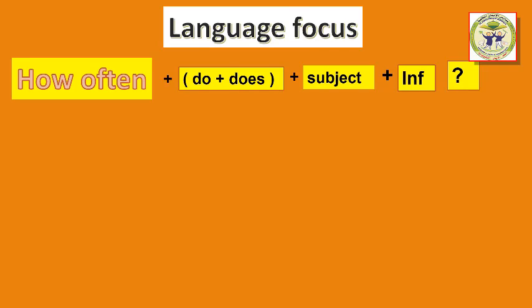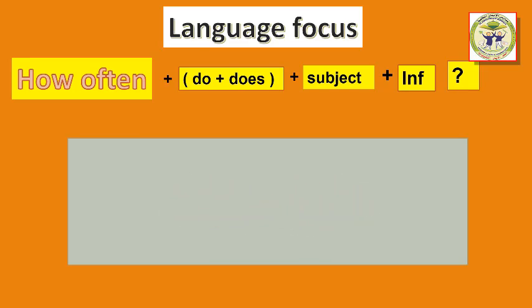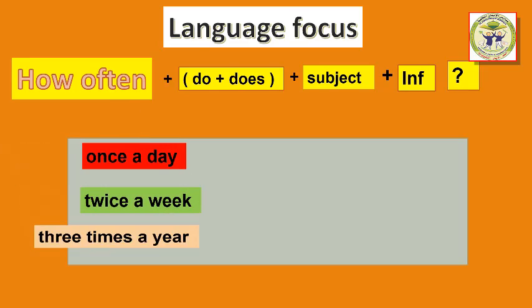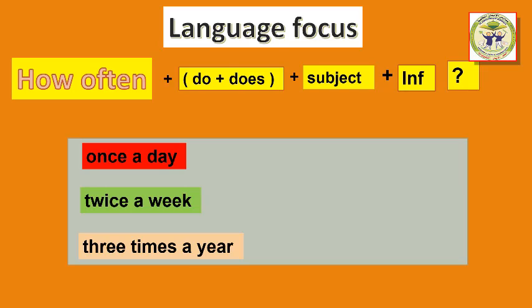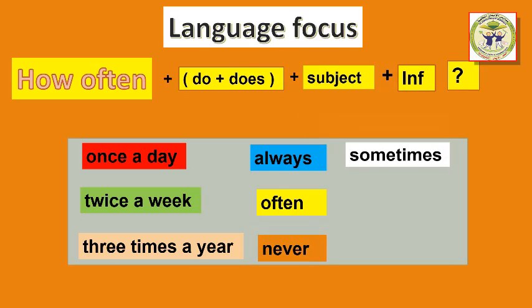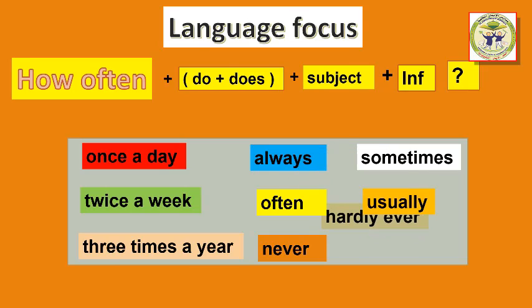When I ask you with how often, you will answer using once a day, twice a week, 3 times a year, or adverbs of frequency like always, often, never, sometimes, usually, hardly ever.